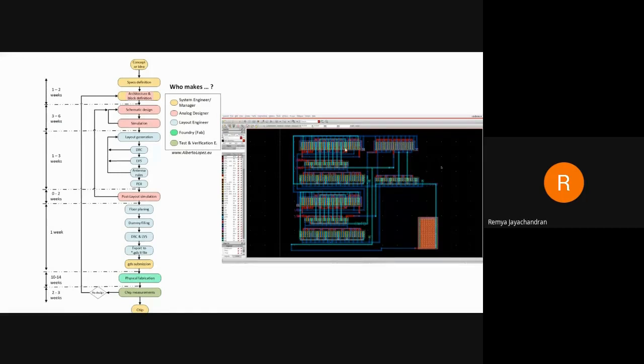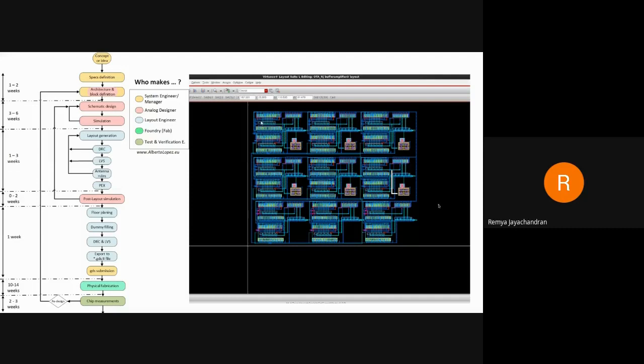And here we haven't considered the area. It's not an area-constrained design, so you can see a lot of vacant spaces. And when you place this whole circuit on that floor, you can arrange each of these blocks in a particular fashion which minimizes the interference.